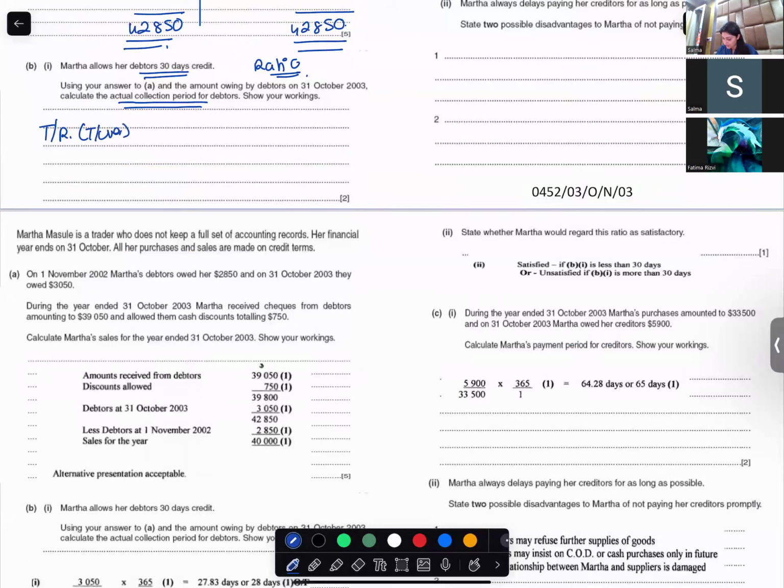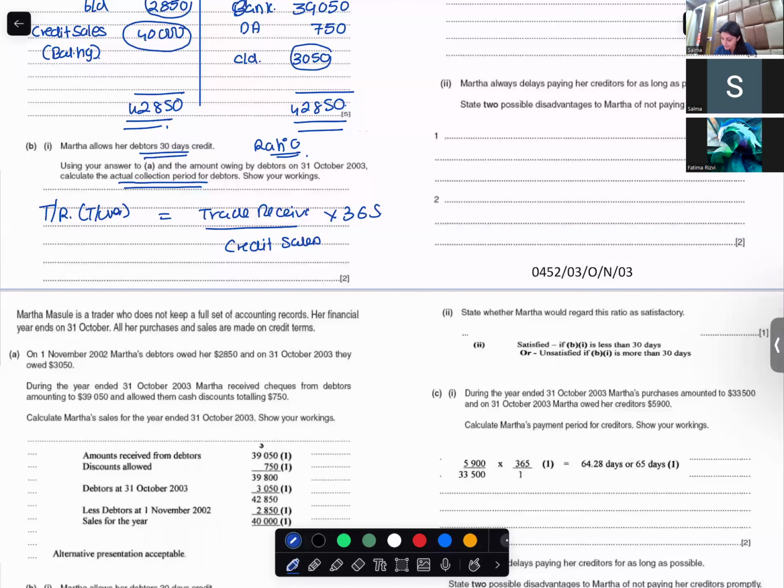Collection period for debtors. So this is something that is related to ratios. This is the trade receivable turnover ratio. What is the formula for it? Trade receivable over credit sales into 365. Are you with me? 30 days credit is allowed. That means they've already told you that the trade receivable turnover ratio is 30 days.